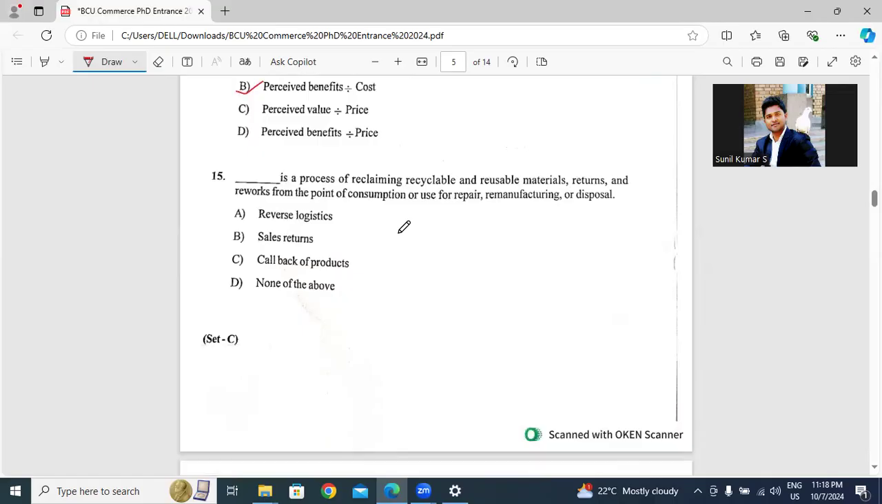Dash is a process of reclaiming recyclable and reusable material, returns and rework from the point of consumption or use for repair, remanufacturing or disposal. Many people will think normally it is sales return, but it is not a sales return, and other people will think callback of product, even it is not a callback of product. Callback of product can be done only when there is a defect in the product, but it is recyclable, reusable materials. So the answer is reverse logistics.